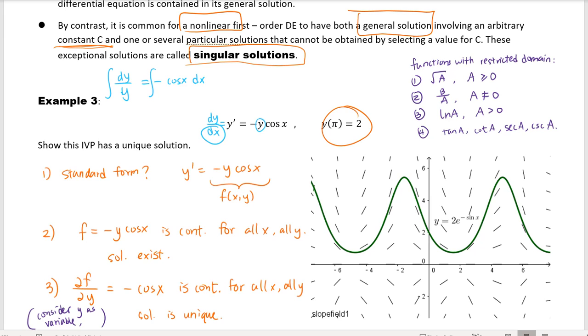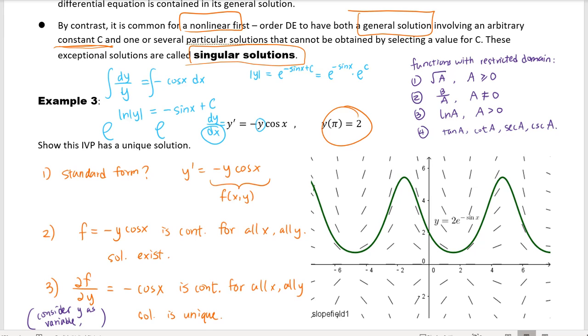On the left-hand side, we have natural log of the absolute value of y. On the right-hand side, the integral of cosine with a minus sign is minus sine x, plus c. Then we want to solve for y, so we raise both sides to the power of e. The e and ln cancel, so the absolute value of y equals e to the minus sine x plus c, which is the same as e to the minus sine x times e to the c.